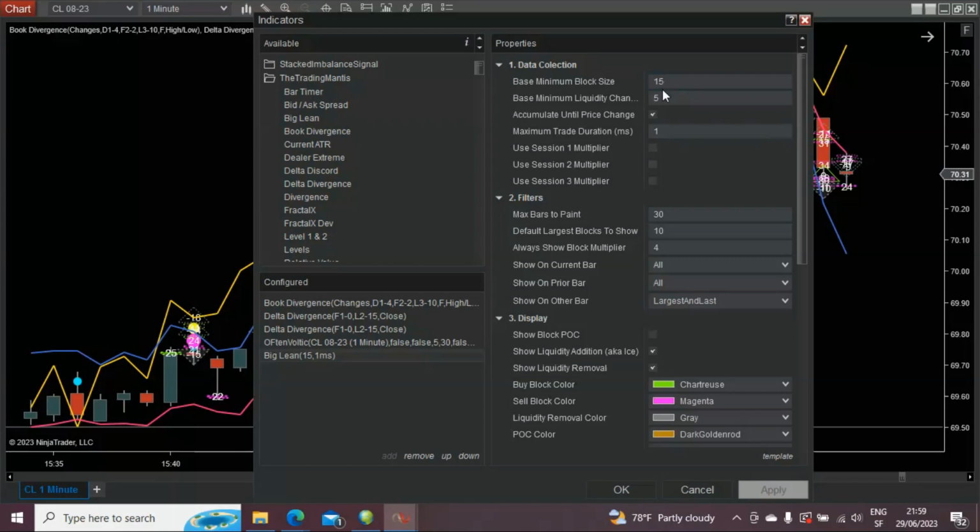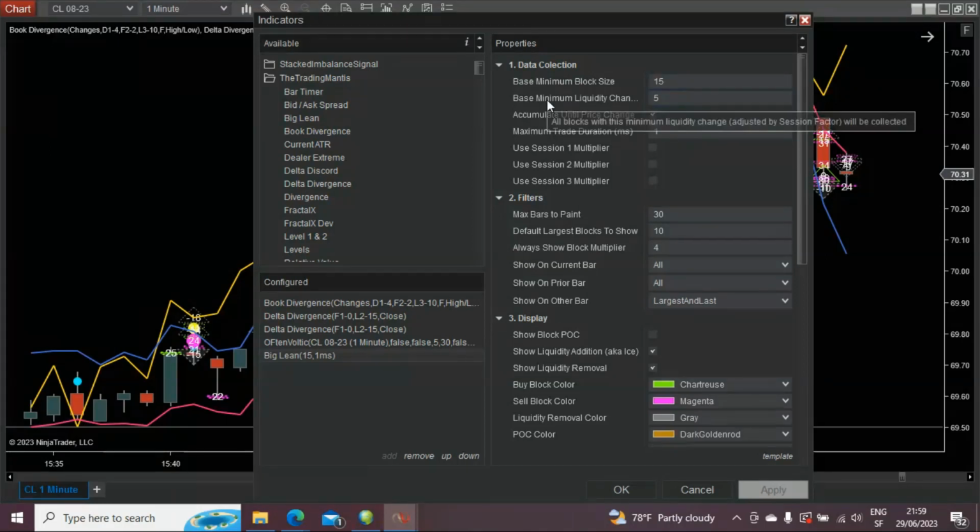Question from Ed: is that like a large volume trade indicator? Yeah, the block trades indicator on Sierra is pretty much the same way. It shows block trades that have occurred either on the buy side or the sell side. So we have you covered on both platforms.